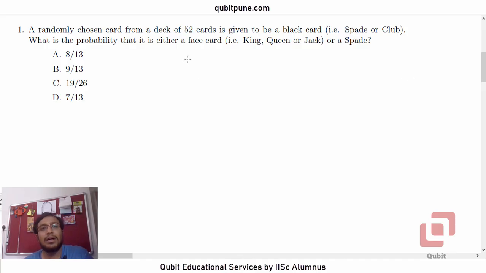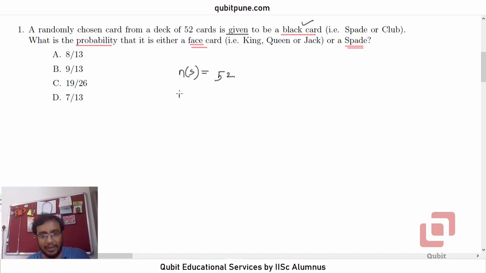A randomly chosen card from a deck of 52 cards is given to be a black card, that is spade or a club. What is the probability that it is either a face card or a spade? And we have four options: 8 by 13, 9 by 13, 19 by 26 and 7 by 13. The solution is extremely simple. The sample space here consists of 52 cards, but our modified sample space will only consist of 26 cards because it is given that the card is black.